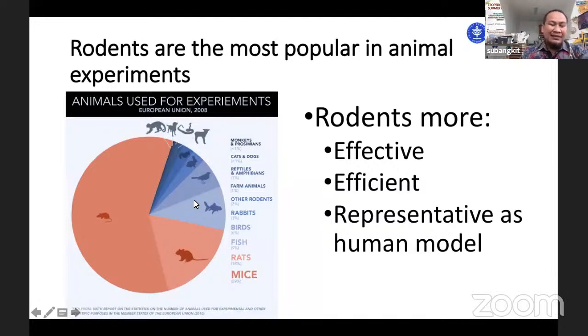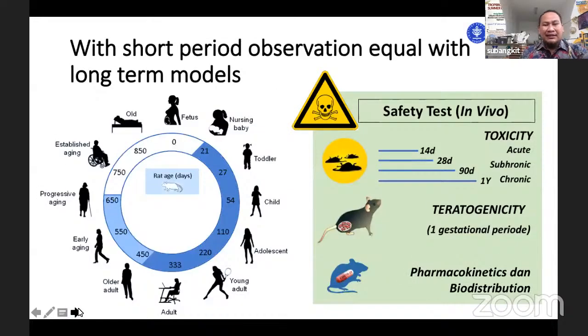In some reports from the European Union, mice and rats are the most popular animals for animal experiments, rather than monkey, dog, snake, goat, and other animals. And as we know, the rodent is very effective to represent the human condition in a short period.